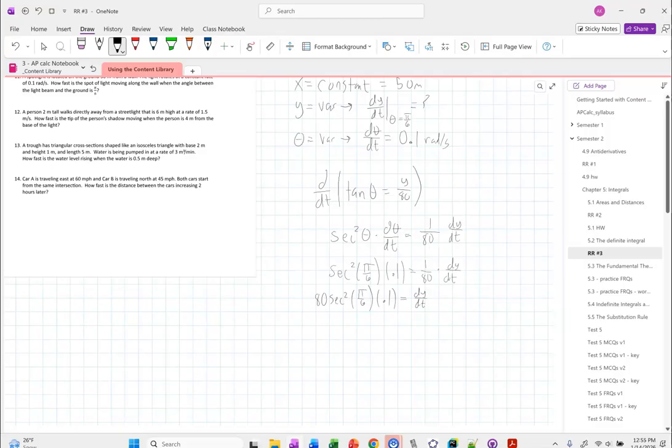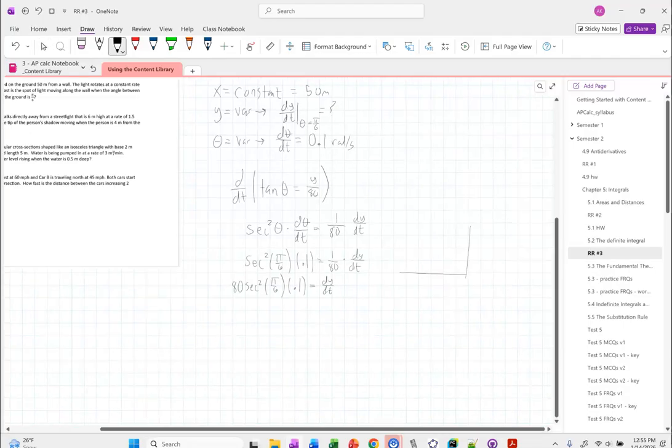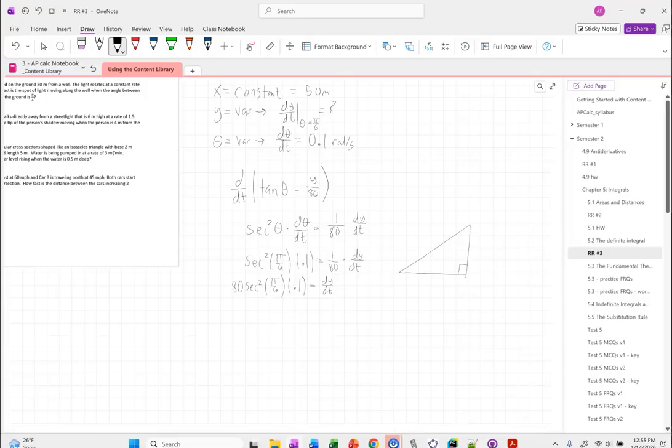Who remembers what secant of pi over 6 is from their unit circle? Square root of 3. So if you didn't remember, because most of us look with wide eyes like, oh, I should know that, what could you do instead? Pi over 6 is what degree angle? 30 degrees, right? So this is a 30, 60, 90 triangle. What are the ratio of side lengths in a 30, 60, 90 degree triangle?